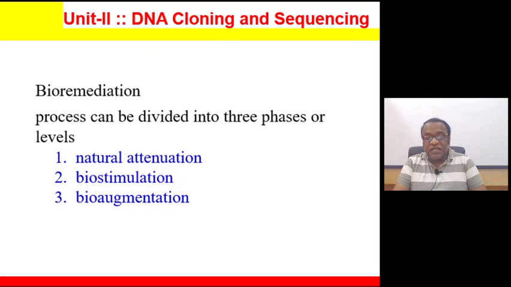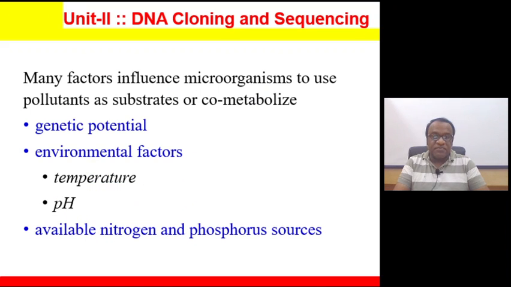Now what happens in bioaugmentation? During bioaugmentation, microorganisms are added to the system. So natural attenuation is the involvement of native microorganisms. Number two, biostimulation, where nutrients are added, and bioaugmentation, where microorganisms are added.